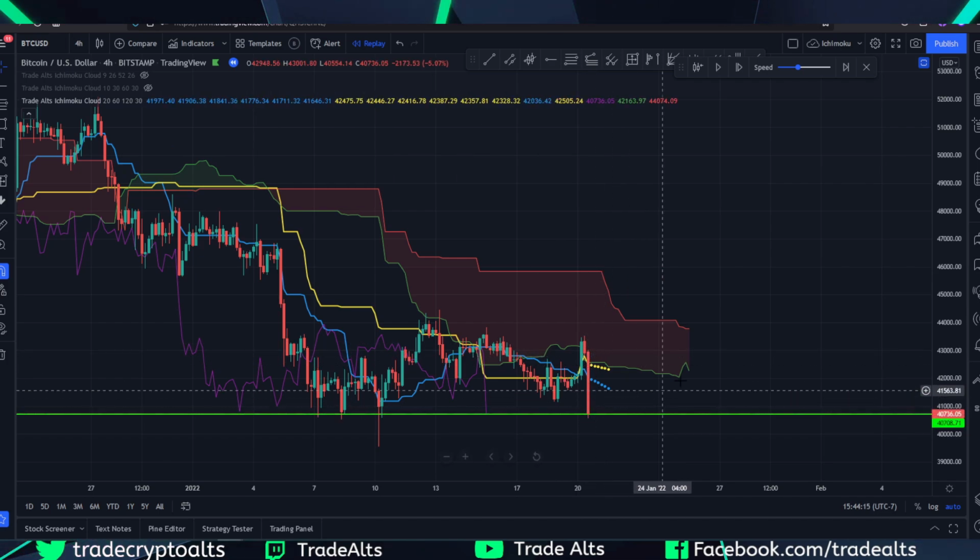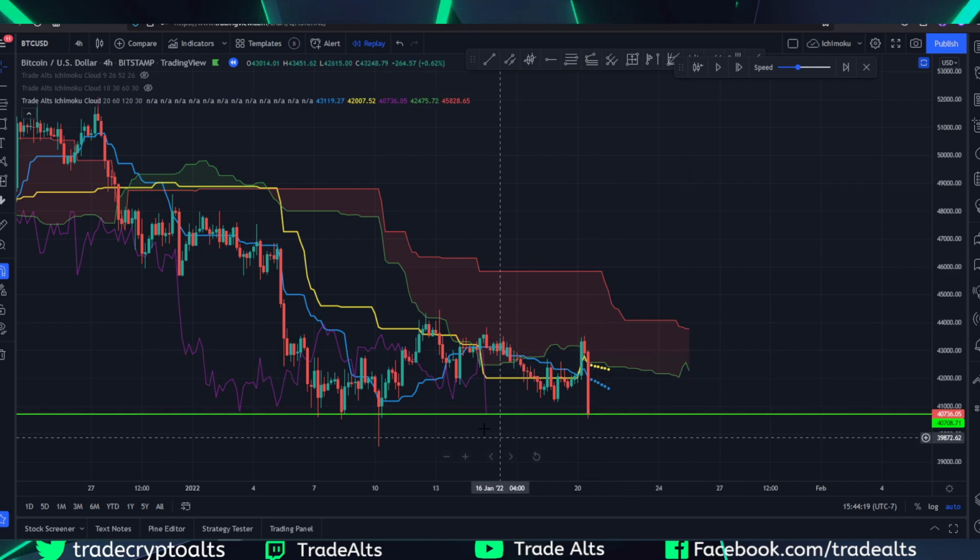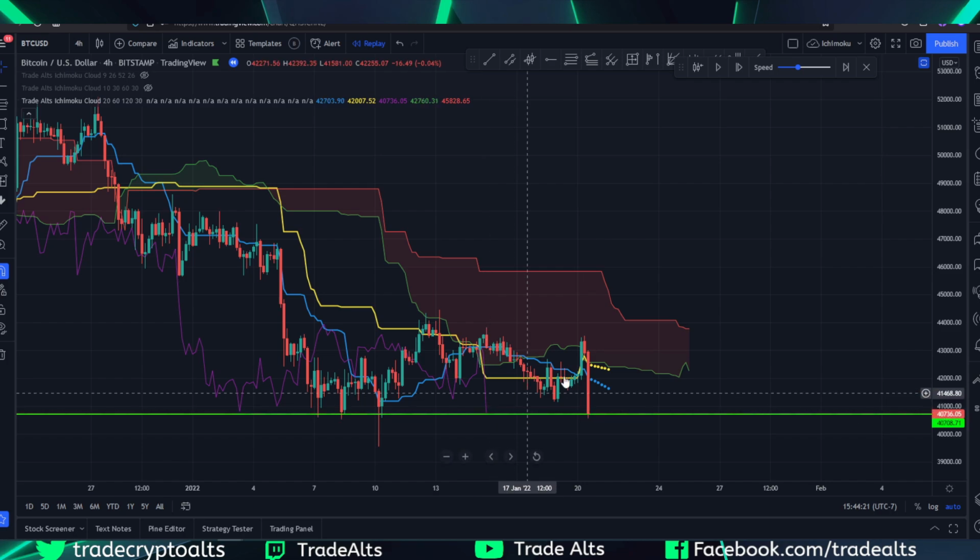So your short trade would be here. Price below cloud, bearish TK cross, bearish Kumo, and Chikou span way below price.